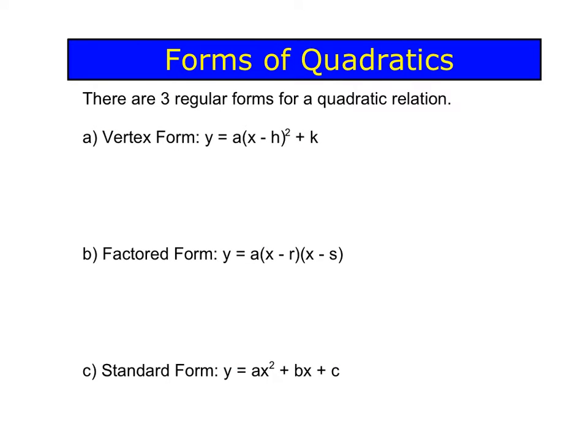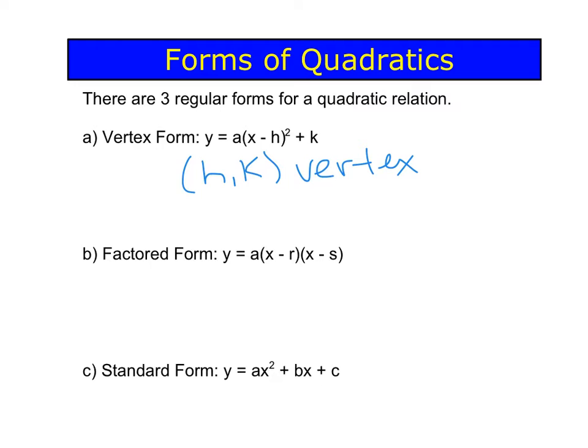Okay, so here are the three different forms of a quadratic. Vertex form, y equals a (x minus h) squared plus k. So what this tells you, (h, k) is the vertex. So right from that form, if we know that form, we know the vertex. We can just pull it straight out.